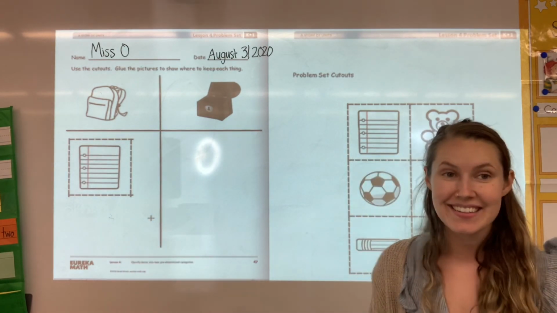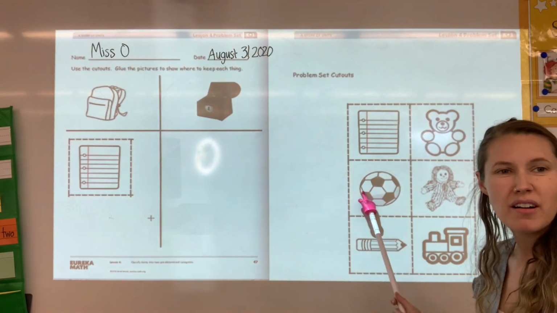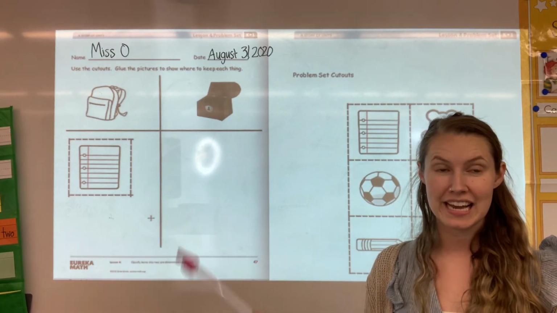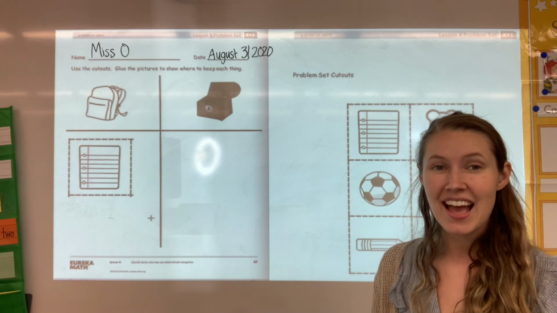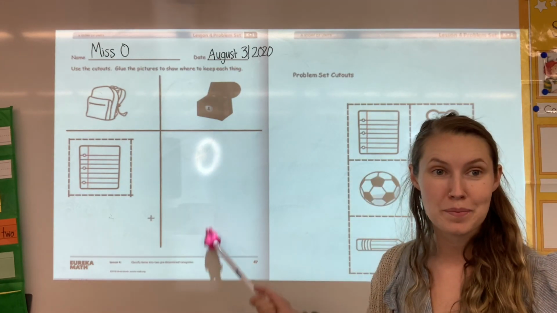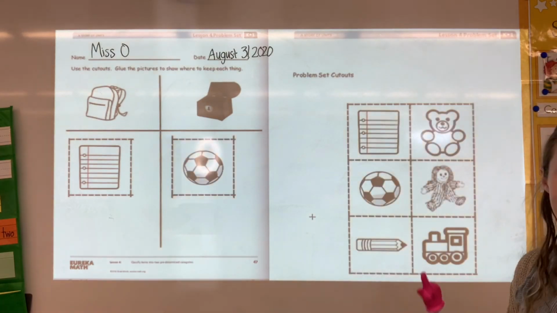Let's look at our next item. A soccer ball. Does that sound more like something that would be in your backpack or in your toy chest? I think it would be in my toy chest. I think that the soccer ball belongs to the toy group. So I'm gonna go ahead and add it to my toy group.